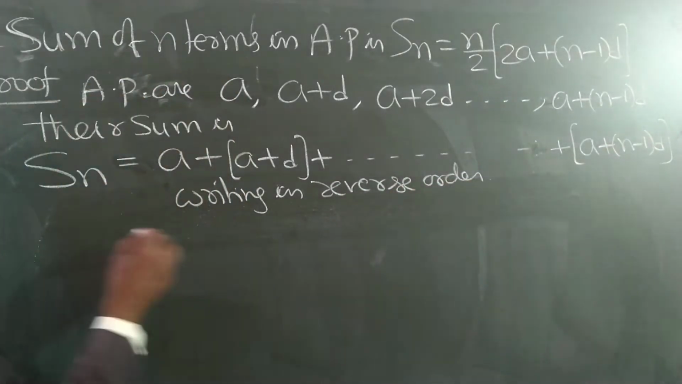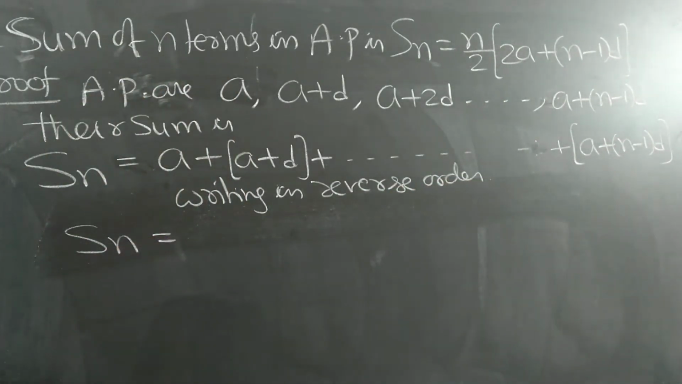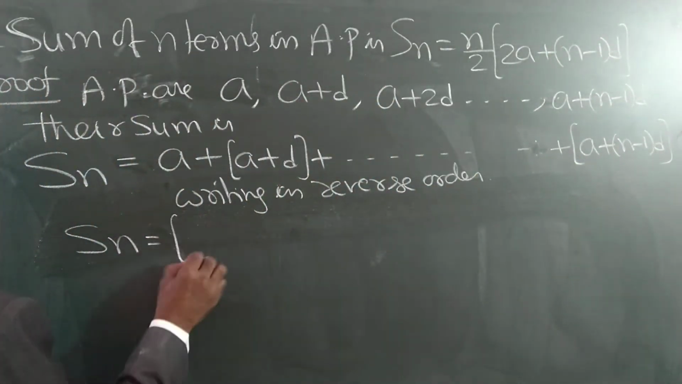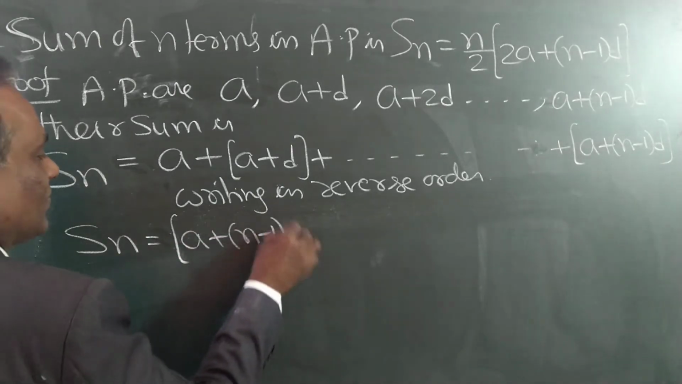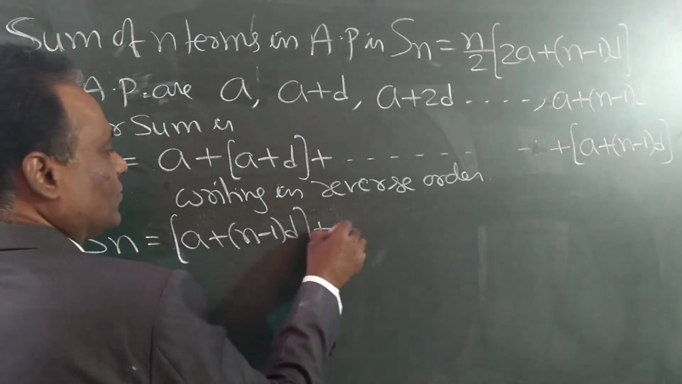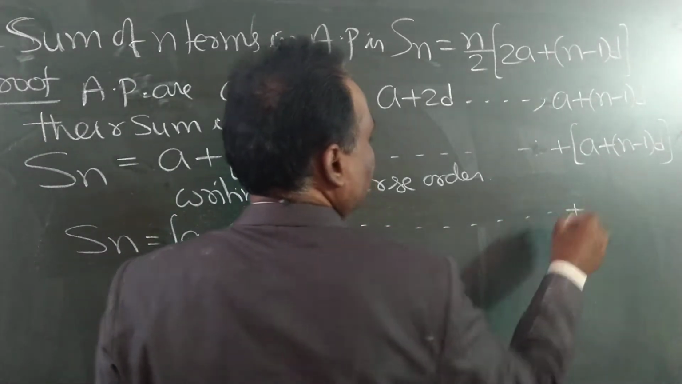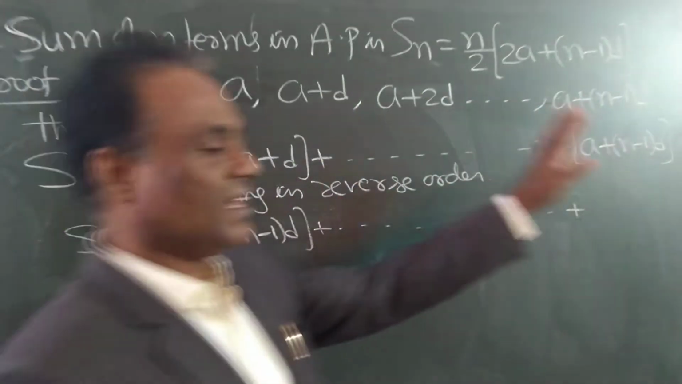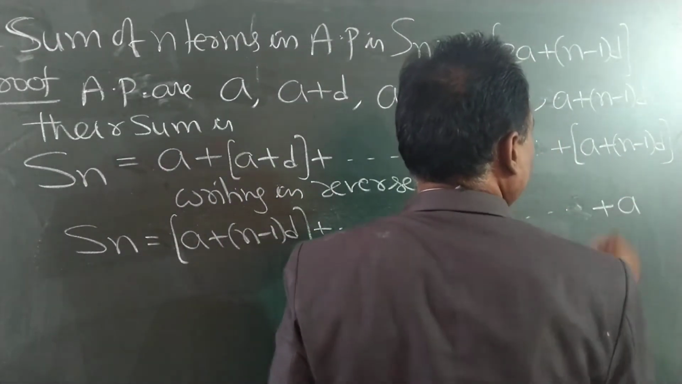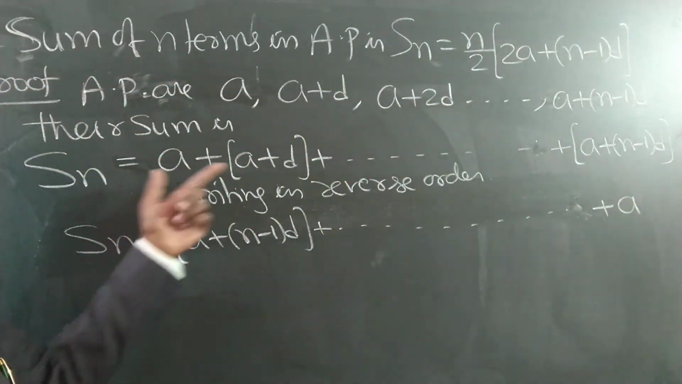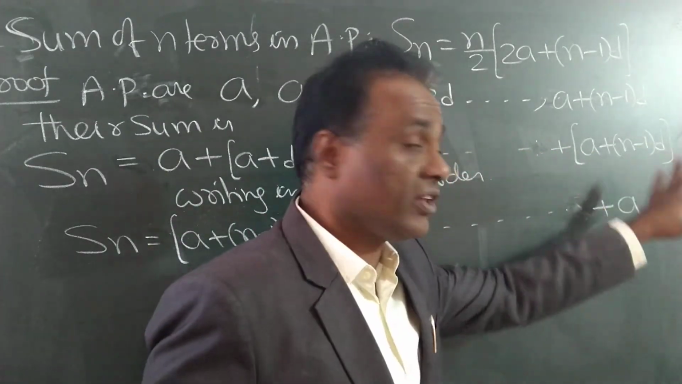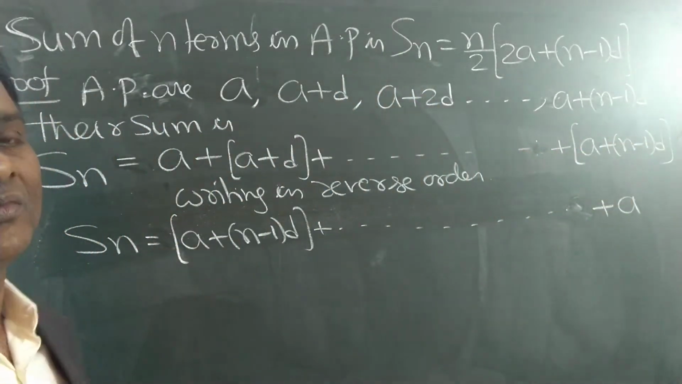See, writing in reverse order, the last term will become the first one. What is the last term? a plus (n minus 1) into d is the last term. Plus so on. The first term will become the last one. I am writing in reverse order: a plus d, so on.